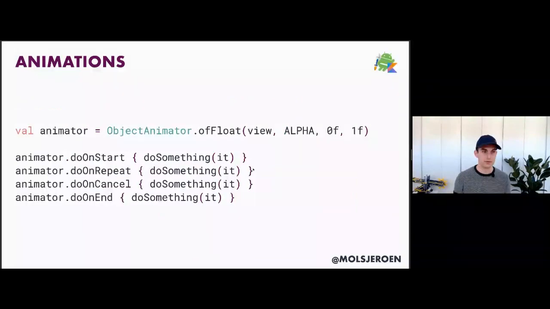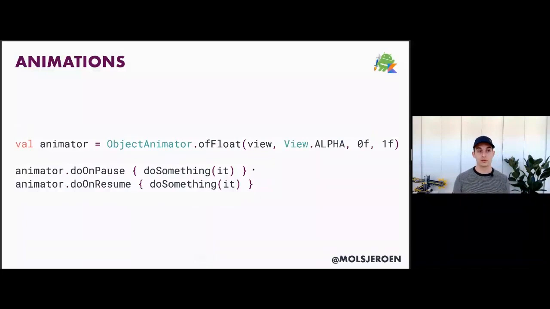Thanks to Android X, on the other hand, we can just say, hey, doOnStart, doOnRepeat, doOnCancel. This is just way easier to read. Similarly, there are also extension functions for the pause listener, and the Transitions API has something similar.